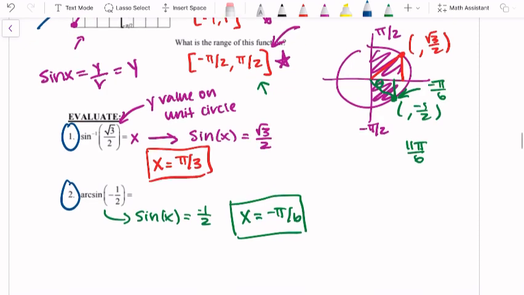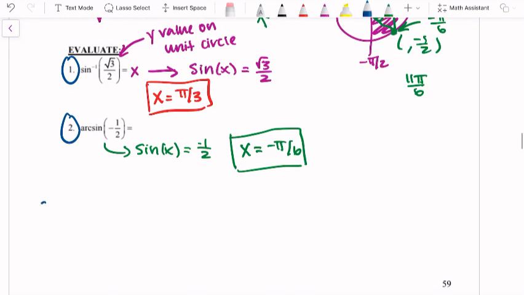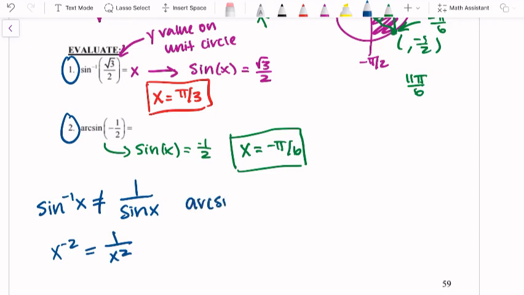One other thing before I go on, and we've talked about this briefly in class: I want to note that sine inverse of x is not equal to 1 over sine of x. I know that x to the negative 2 power is equal to 1 over x squared. The same thing does not work for our trig functions. That is another reason why we call this arcsine. It gives us another representation that does not make us think of negative exponents in that quotient property.